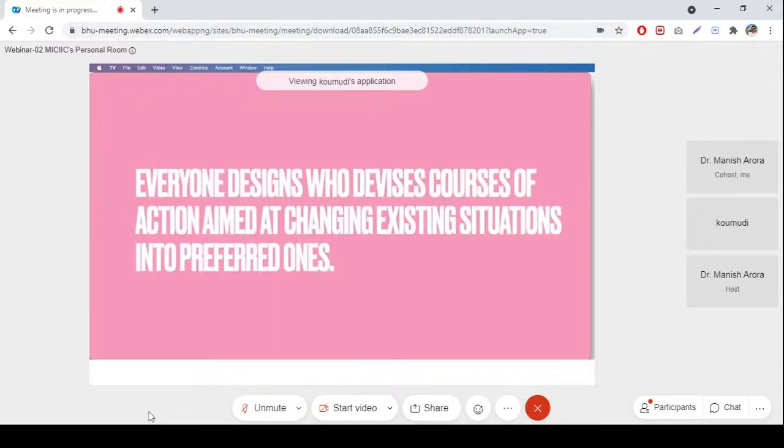In such a search, a designer who is capable of identifying and exploring more paths has more probability of success than others. Therefore, Simon's definition of a designer is very inclusive. Everyone designs who devises courses of action aimed at changing existing situations into preferred ones.